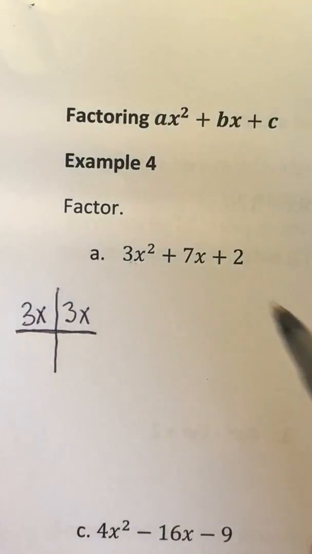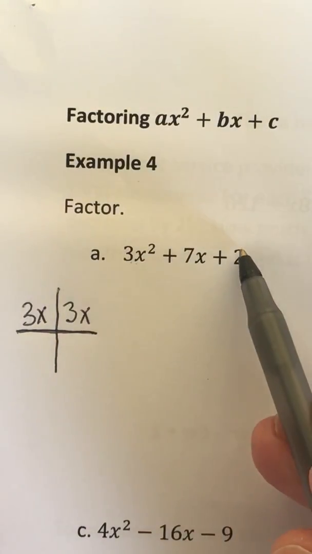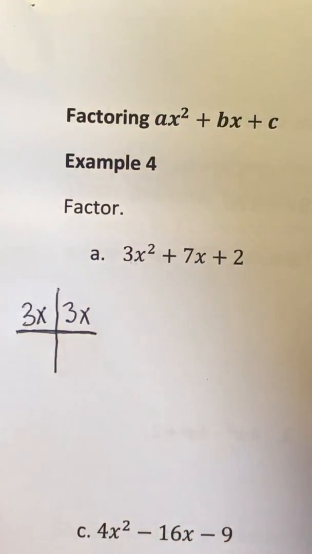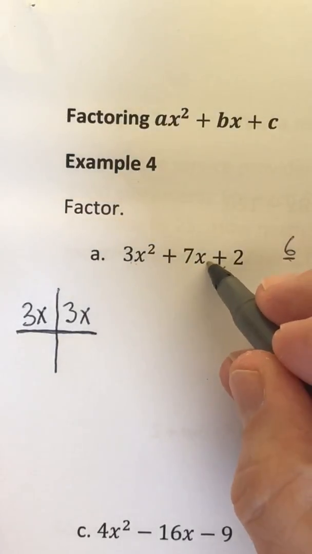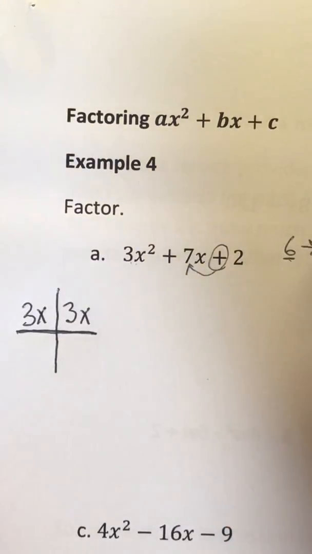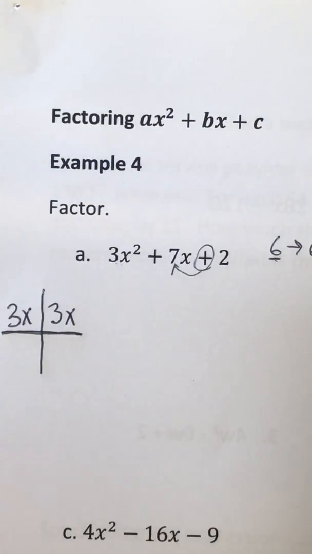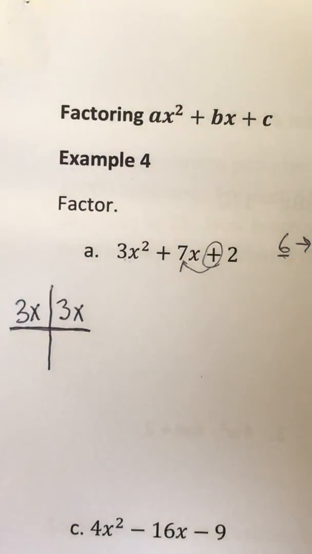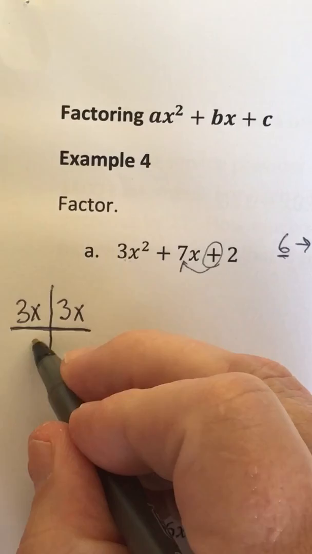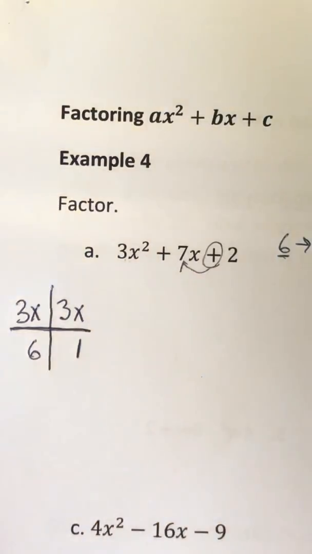All right, then we're going to multiply 3 times the 2. So it's the first term, our leading coefficient, times our last term. And that gives us 6. And then we want to find our factors of 6 that when we add them, we get a 7. And the factors of 6 that when we add them and get a 7 are 6 times 1. And we're going to take those factors and write them in the bottom of this box. So we're going to write the 6 and the 1.